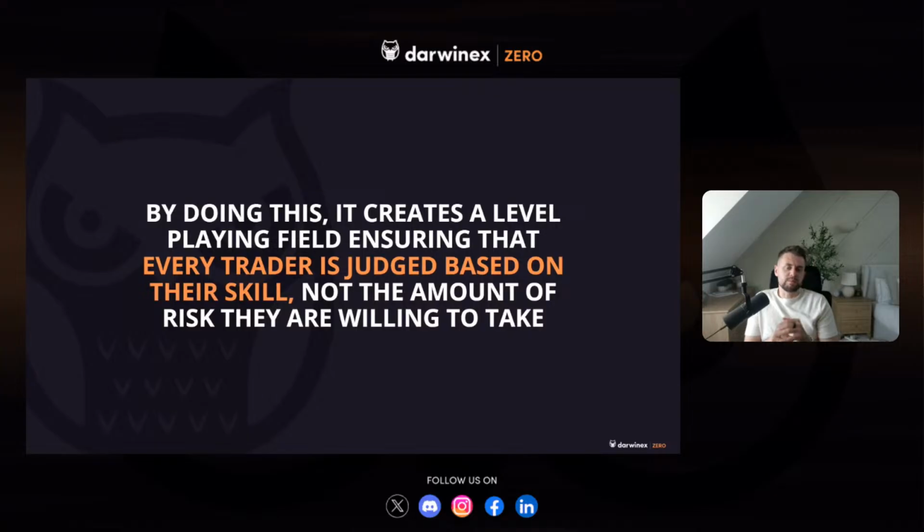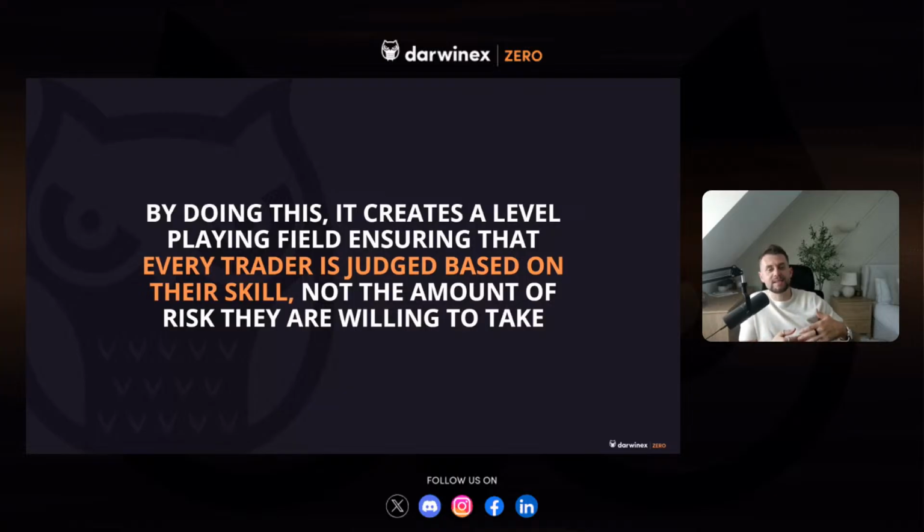Now, by us leveling the risk between all of the traders, it creates a level playing field, ensuring that every trader is judged based on their skill and not just the amount of risk that they're willing to take. So if you think of two traders who both take a position on euro dollar, exactly the same price, stop and target in the same places, and they manage the trade the exact same.